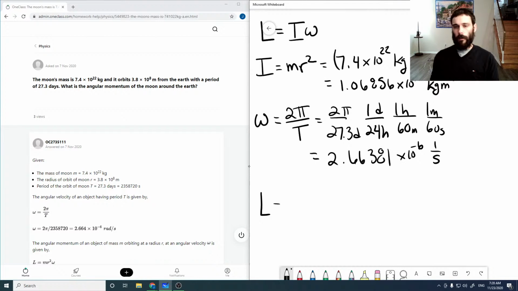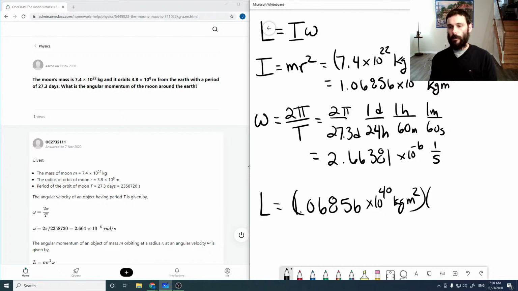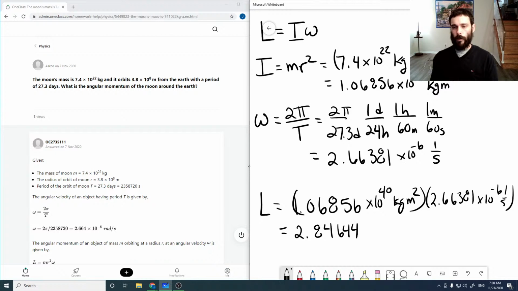So then L is just 1.06856 times 10 to the 40 kilograms meters squared times 2.66381 times 10 to the minus 6 per second, which is 2.84644 times 10 to the 34 kilograms meters squared per second, or for significant digits, 2.8 times 10 to the 34.